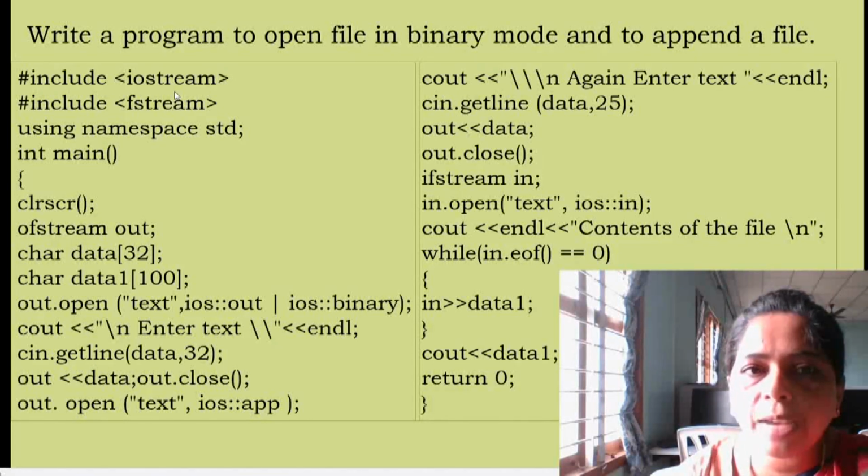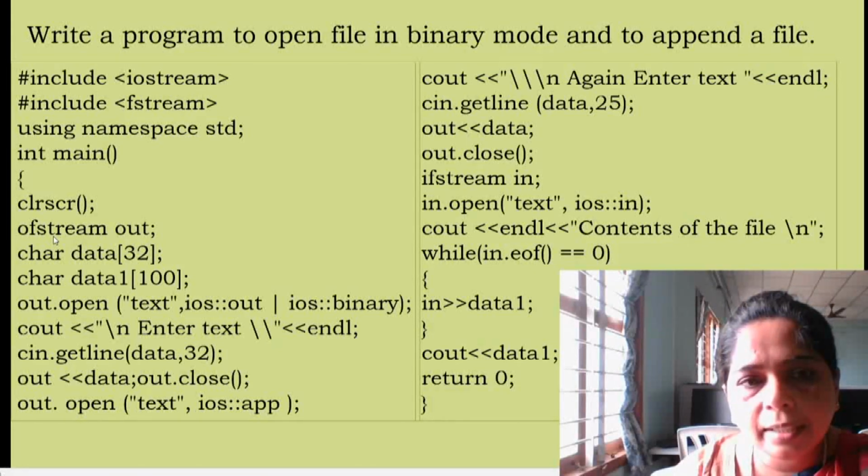Next is #include <fstream.h>, that is to support the file functions. Then the main function, then to clear the screen, then I am creating an object of ofstream, ofstream out. Then I have declared two strings, that is data and data1.